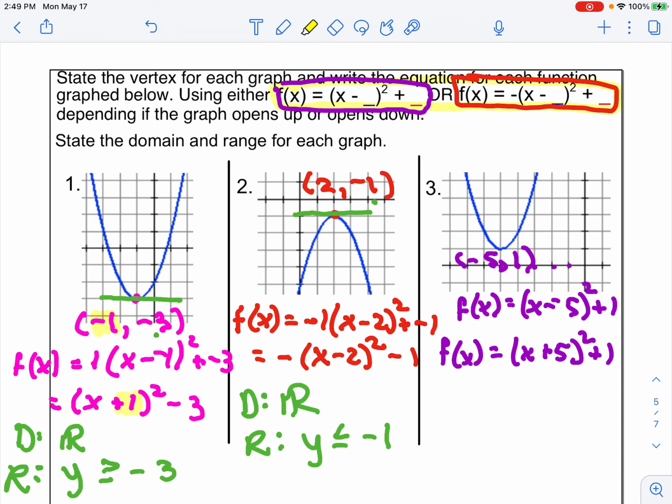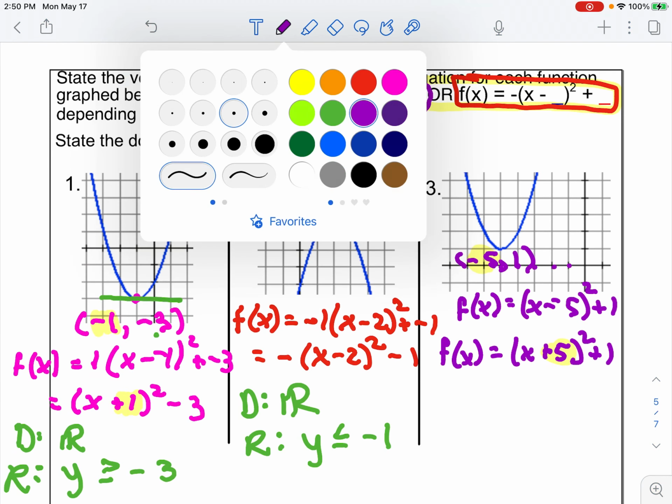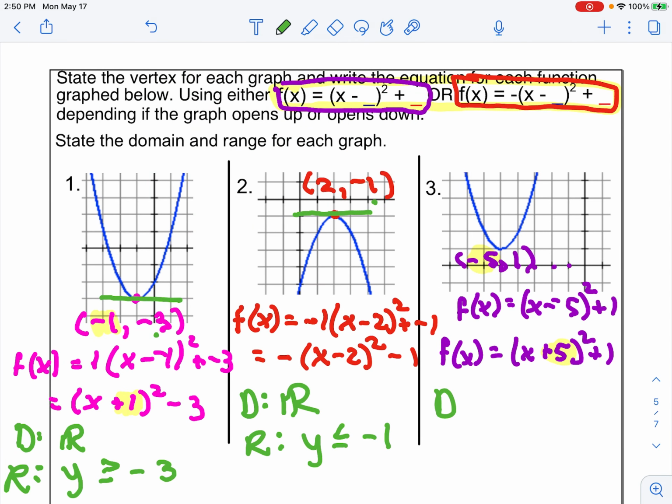Again, notice, some of you are noticing that when your vertex is -5 for the x, in the parentheses, it's the opposite, it's +5. And that's just from fixing the signs. Your domain is all real numbers, and your range are the y values, and your y values never go below 1, so your y values compared to 1 are greater than or equal to.